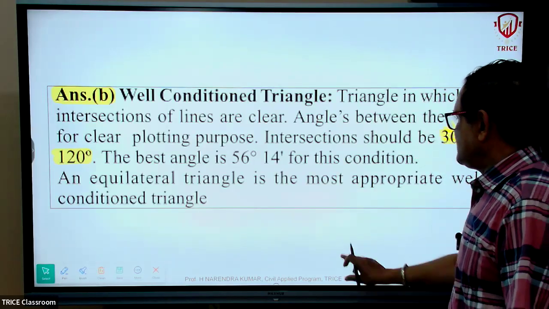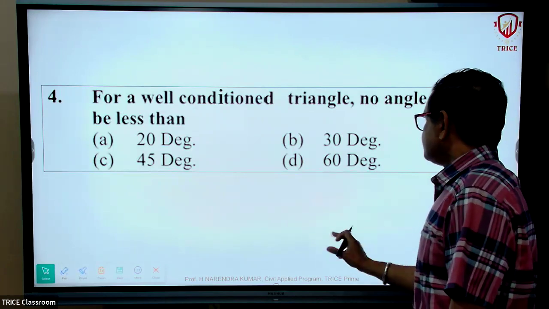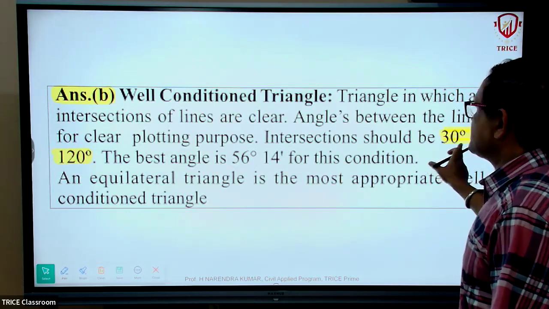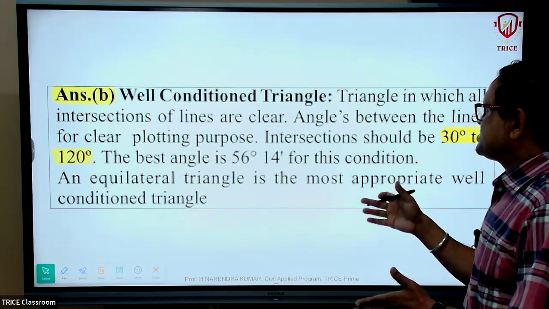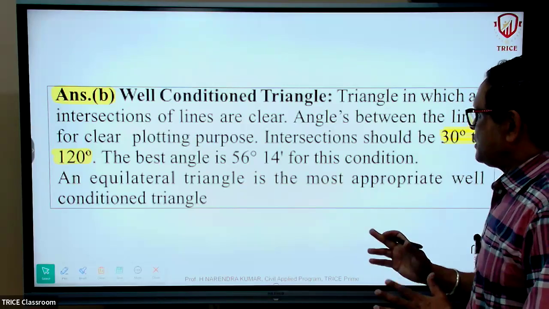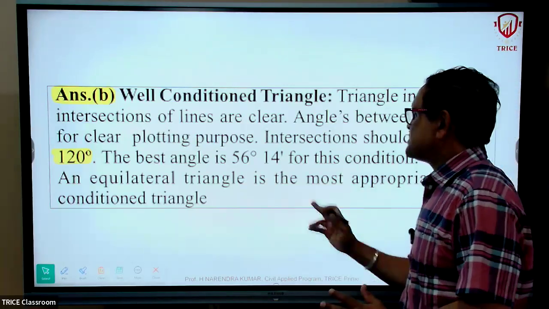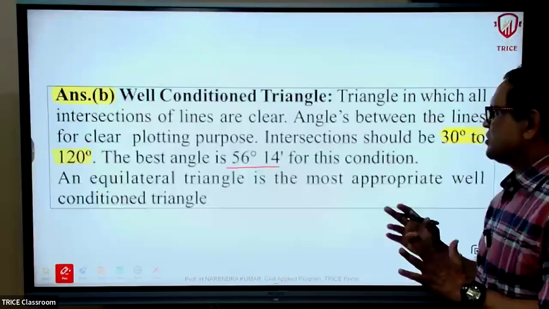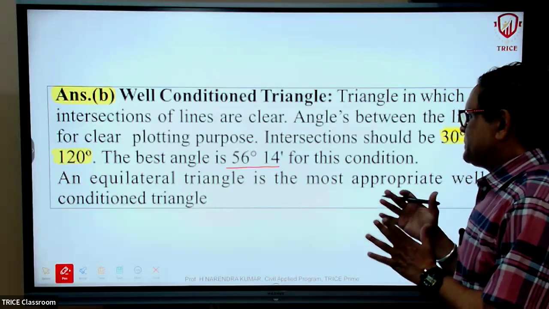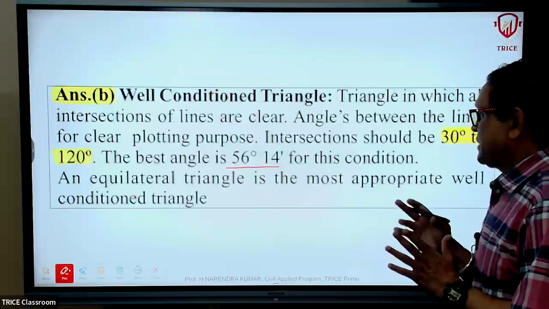So the answer is B, that is 30 degrees. As I said earlier, this is highlighted here. You can see 30 degrees to 120 degrees. These angles form a well-conditioned triangle. But the best angle is 56 degrees. I am giving additional information for you: 56 degrees 14 minutes is the best angle for a well-conditioned triangle.